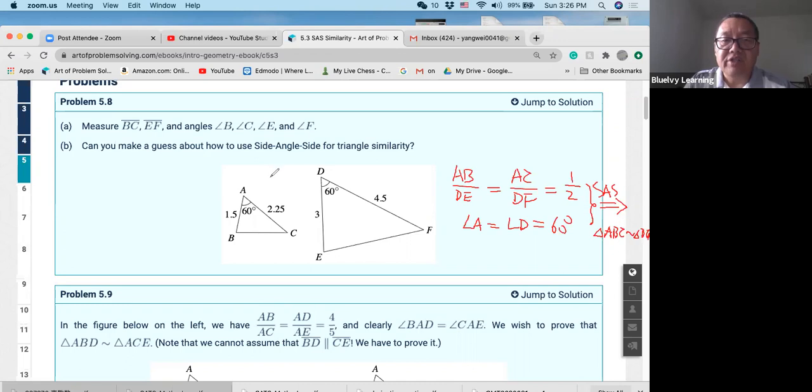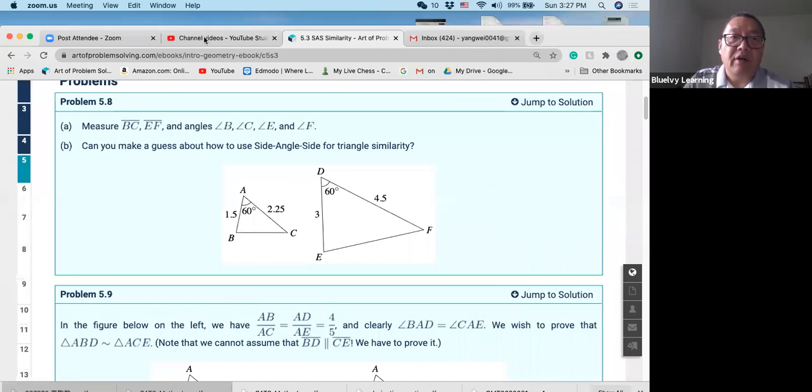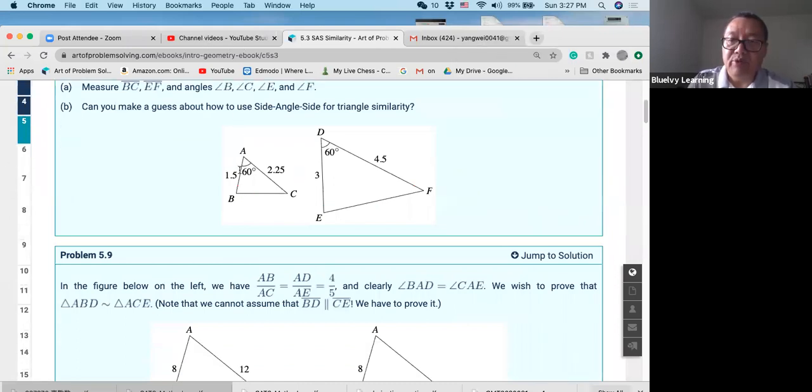You can measure it. Then BC definitely also has the same ratio. BC over EF also equals 1/2. Then the other two corresponding angles: angle B equals angle E, and angle C equals angle F. That means these two triangles are similar. Okay, now let's go to the next example.